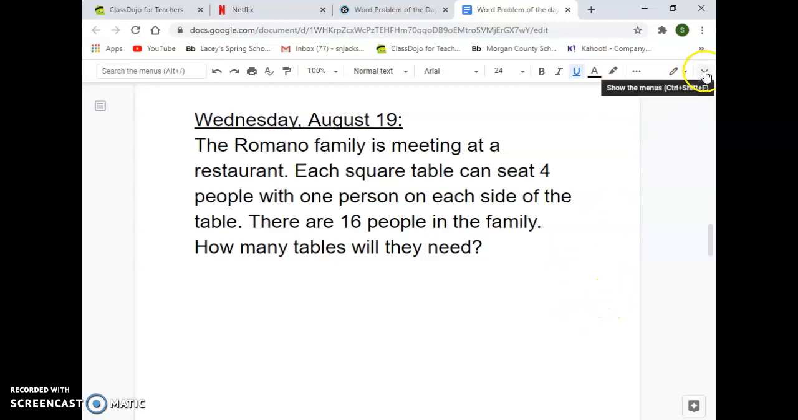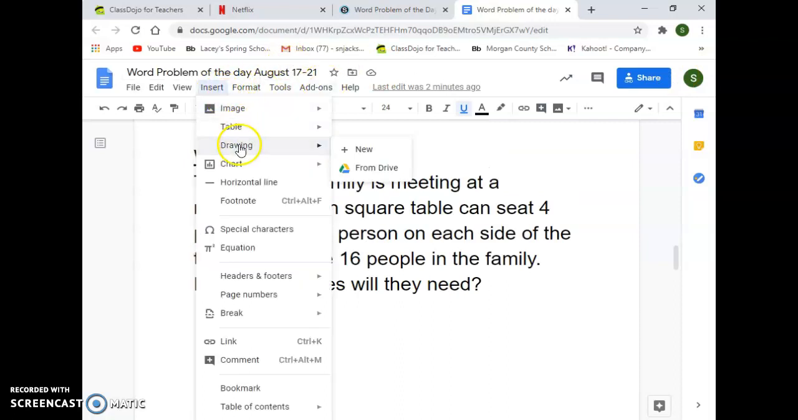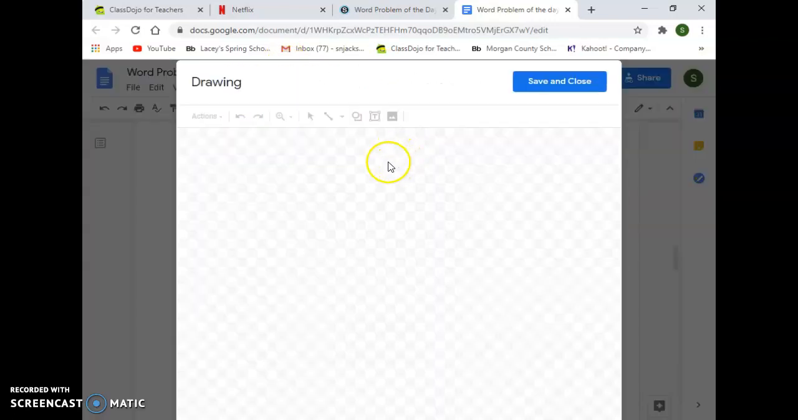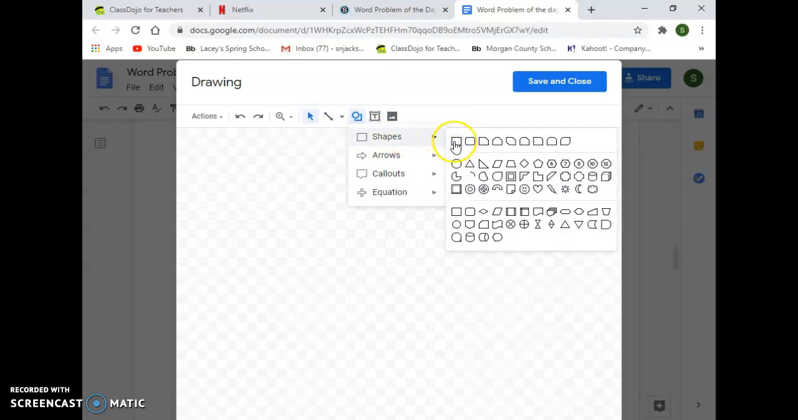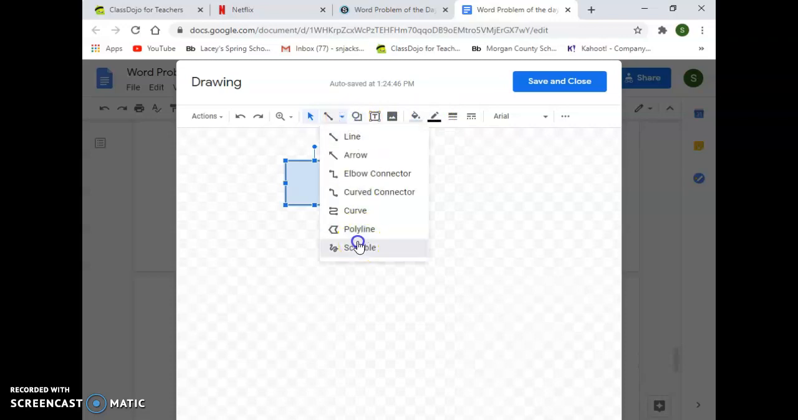So I'm going to go up to the top. I'm going to insert my drawing. And we need table shapes, so I'm going to go ahead and go to the shapes up here and get a square. So it says each table can sit 4. So I'm going to draw a table. Each one can sit 4 people.